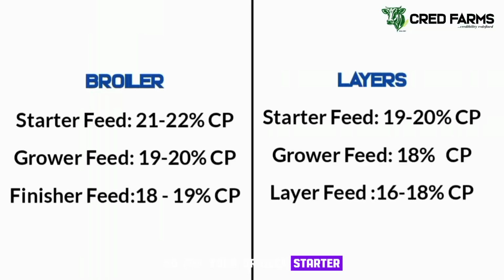So for your broiler starter, you have 21 to 22%. For your broiler grower, you have from 20 to 19%, and for your broiler finisher, you have 18 to 19% crude protein. For your layers, for your layer starter feed, you have 19 to 20% crude protein. For your grower, you have 18% crude protein, and for your layer, you have 16 to 18% crude protein.